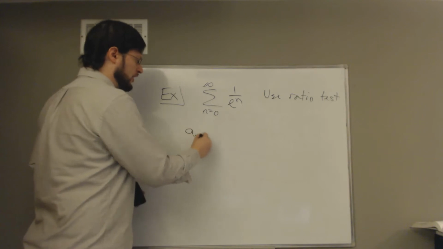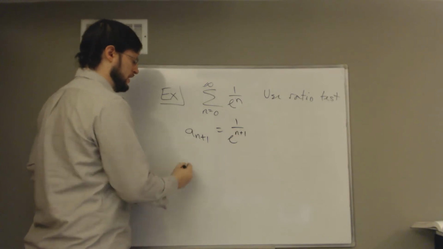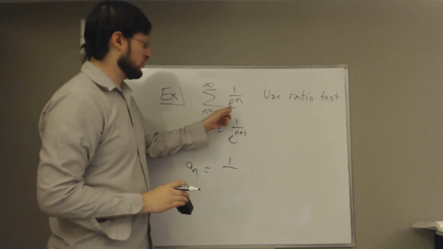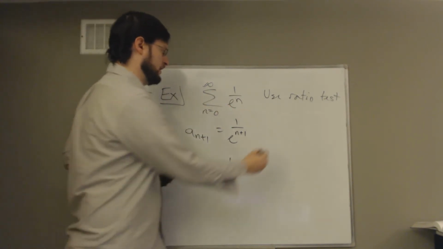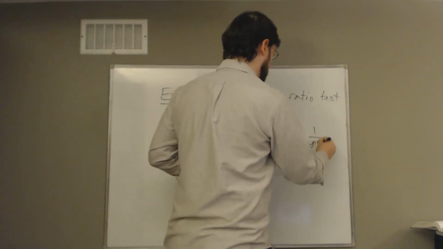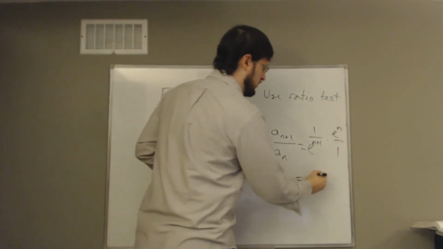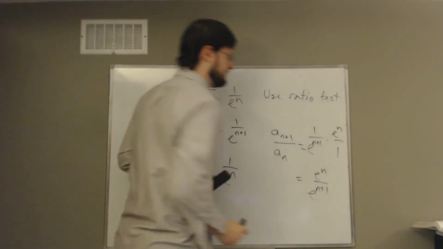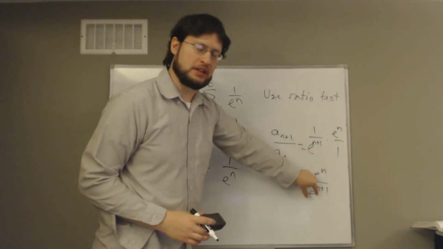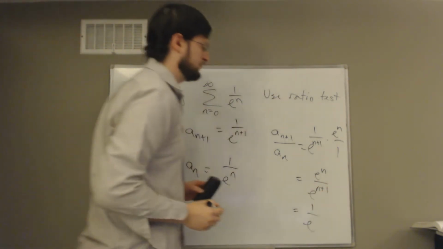So for a_(n+1), I plug n plus 1 in for n, and I get 1 over e to the n plus 1. a_n is just our formula for the terms, which is 1 over e to the n. So a_(n+1) over a_n is 1 over e to the n plus 1 divided by this, which is multiplied by the reciprocal, e to the n over e to the n plus 1. But if I have e to the n in the top and e to the n plus 1 in the denominator, this is just like e to the n with an extra e, so I actually get just 1 over e.